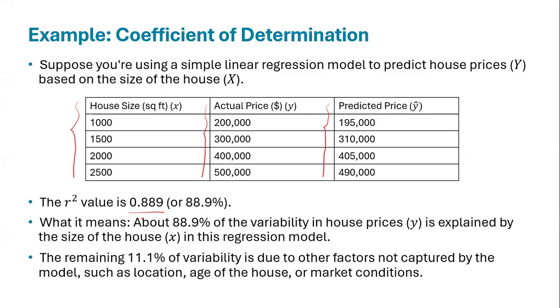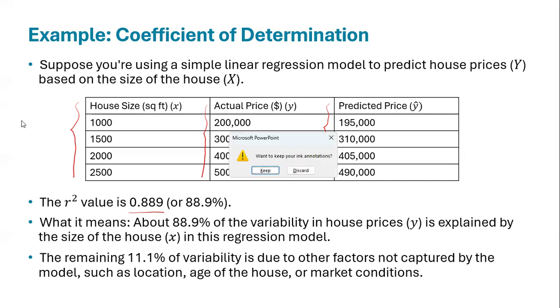We can also say that the remaining 11.1% of the variability, which is not explained in this regression model, is due to other factors not captured by this model, such as the location of the house, the age of the house, or the market conditions. So remember that the coefficient of determination, or R square, represents the percentage of variation in the Y value which is explained by the X value in your model, in your regression equation.